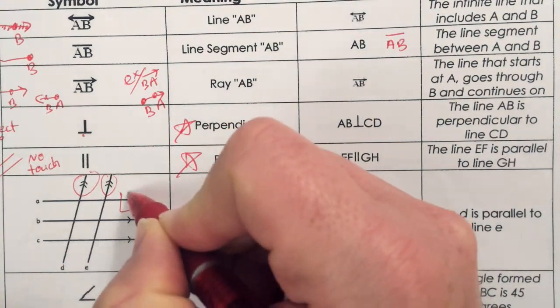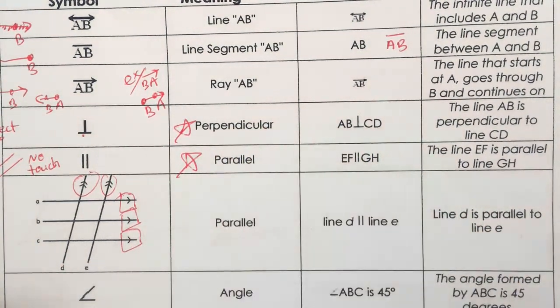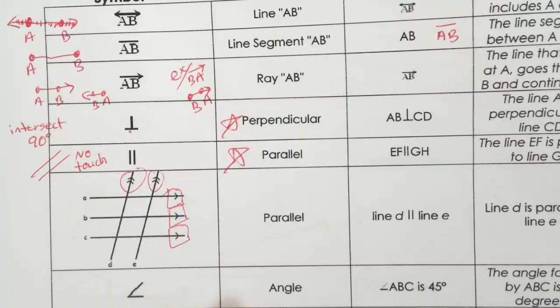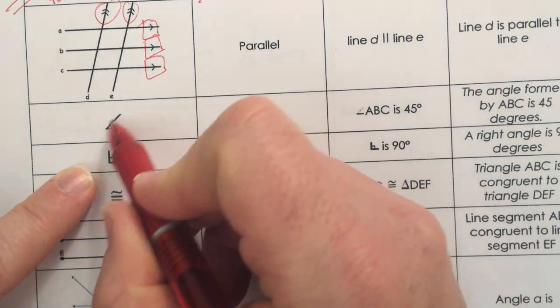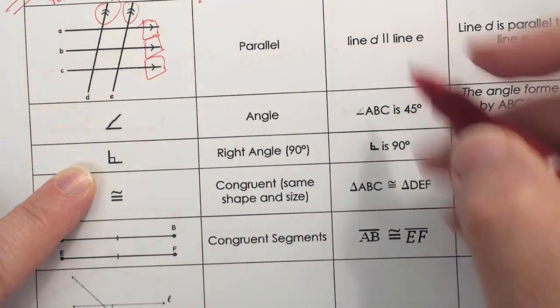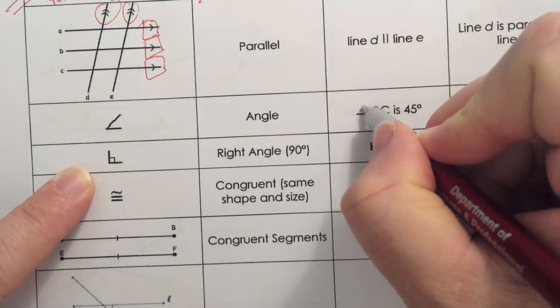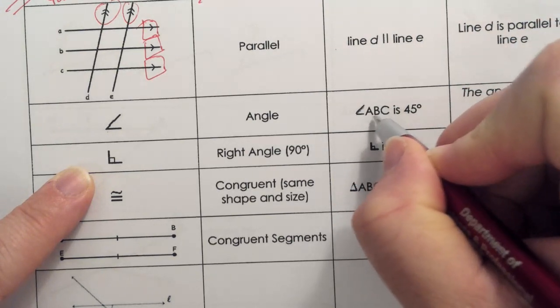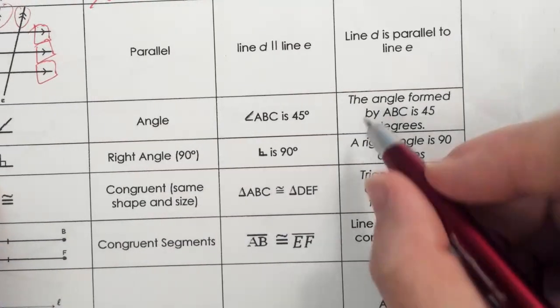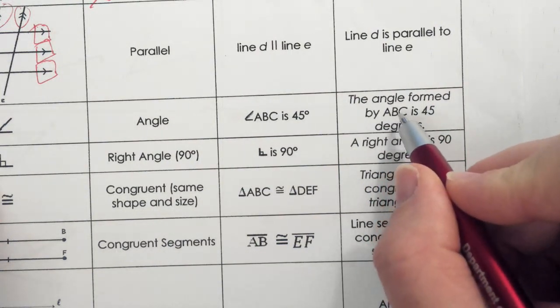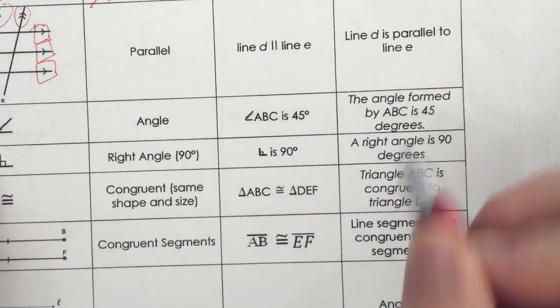I'm just pointing those out right there. Okay, angle. Right here, that is an angle symbol. So like, let me just darken this line right here. So angle ABC is 45 degrees. That means the angle formed by ABC makes that.